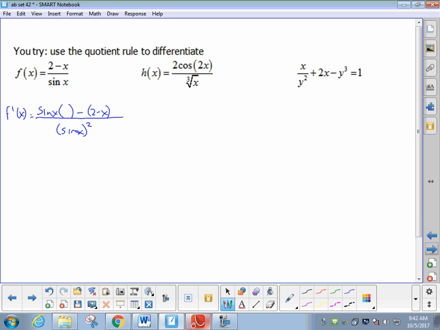Okay, let's go check the first one. What's the d low, or low d high? What's the derivative of 2 minus x? One, yeah. Minus high, d low, derivative of sine is cosine. Did you get something like that for your first derivative? Check that. If you did, let me know. Otherwise, go on to the next one.